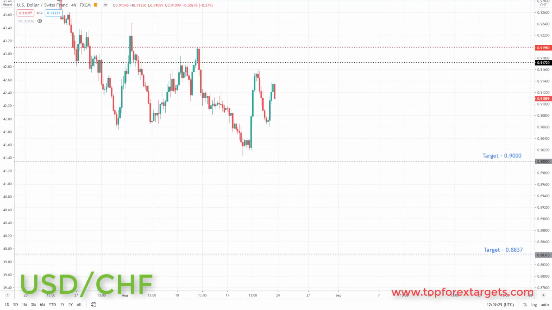So the next market we're going to look at is US dollar Swiss franc. Now in previous videos we highlighted the 0.9190 as an area to look for short positions to the downside, which was right here. And we had a really nice sell-off a couple of weeks back, and we started last week in this area.